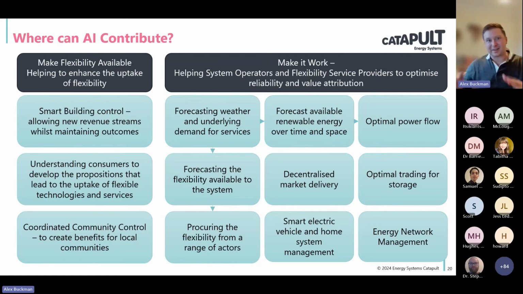Optimal trading for storage. I guess this is a different lens on it. It's saying, okay, as a storage operator, I want to maximize my revenue, so how do I trade most effectively? And we'll talk about that a little bit more later.